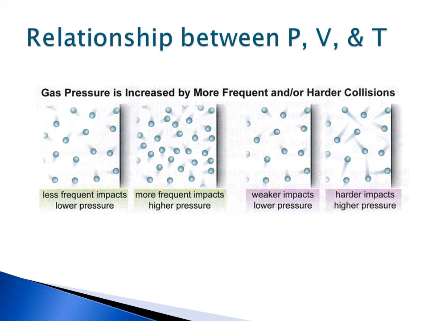If we look at the relationship between pressure, volume, and temperature in certain gases, we can see that gas pressure is increased whenever we have more frequent or more energetic or harder collisions. If we have less frequent impacts or less frequent collisions, that means we have a lower pressure. It's lower force per area. Once we have more gases in an area, then we're going to have a higher pressure.